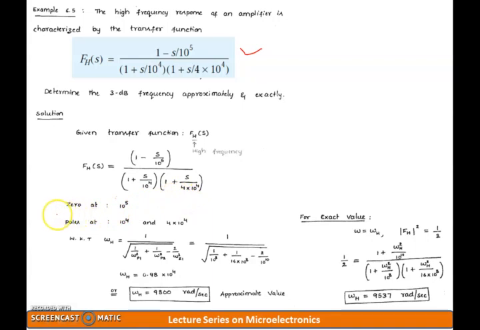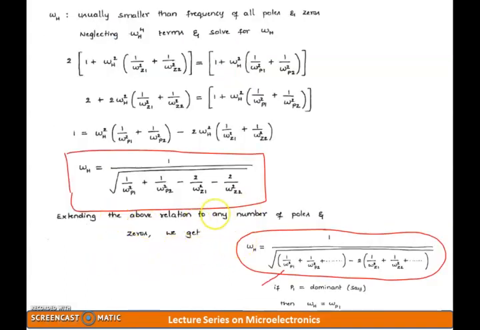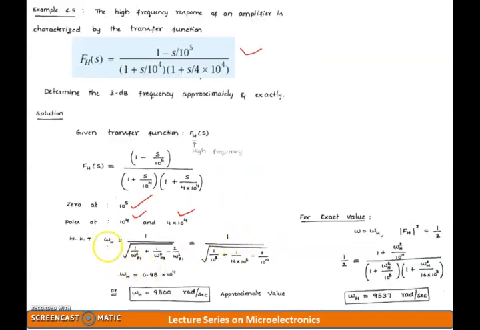Now I need to find the zeros and poles. I can find that there is only one zero, at 10 raised to 5, and there are two poles. One is at 10 raised to 4 and another is at 4 into 10 raised to 4. Now we have learned the general equation to determine omega h. Let's try to use that. Omega h is equal to 1 over the square root of 1 by omega p1 squared plus 1 by omega p2 squared, since there are only two poles, minus 2 by omega z1 squared. Since there is only one zero, I will mention z1. If there had been two zeros, I would mention one more, minus 2 by omega z2 squared.